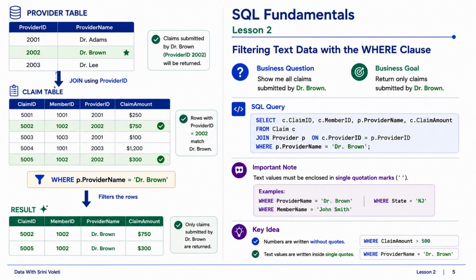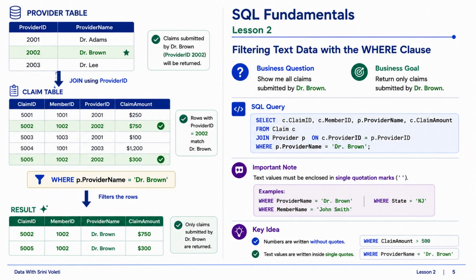Now imagine your manager asks, show me every claim submitted by Dr. Brown. At first, this seems like a simple request, but before we write the query, let's think about where the name Dr. Brown is stored. Take a look at the provider table. Here we can see that Dr. Brown has provider ID 2002.